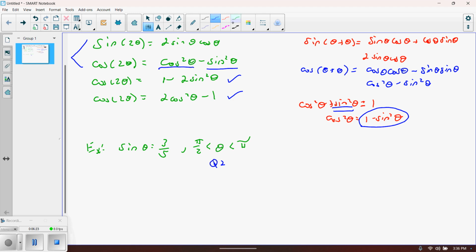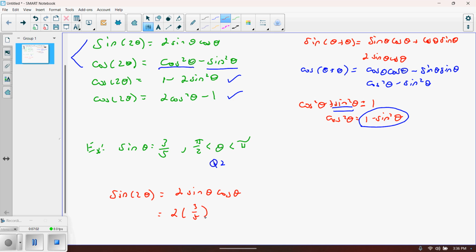And we might be asked to find the sine of 2 theta, sine of twice the angle. Now remember, you're not just doubling 3/5, because that's what the sine of theta equals. It's not the angle itself. So in order to do this, you're going to use the sine of 2 theta formula, which is 2 sine of theta cosine of theta. They gave us what sine of theta was, so we can literally substitute 3/5 into that.